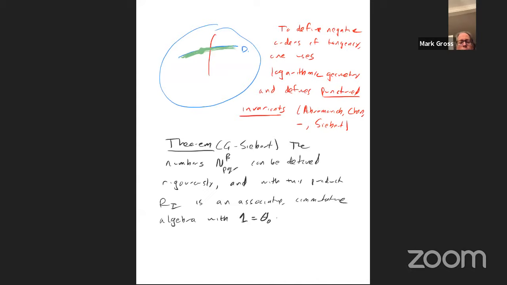I still don't feel there's been any serious arithmetic insights in mirror symmetry, and I think those are very interesting questions. But because our setting does really work over Q, it's reasonable to try to ask these questions, but I don't know the answers.